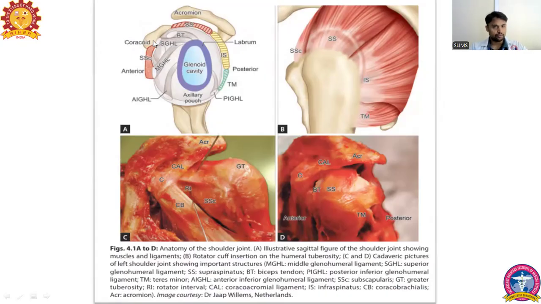So this is the coracoid process anteriorly. This is the spine of the scapula. So when you see the rotator cuff muscles, this is the greater tuberosity of the humerus. This is supraspinatus, infraspinatus, teres minor, and posteriorly subscapularis will attach at the lesser tuberosity. So all these three muscles will be posterior, subscapularis will be anterior. And you see there is a defect inferiorly. Inferiorly there will be no muscles.